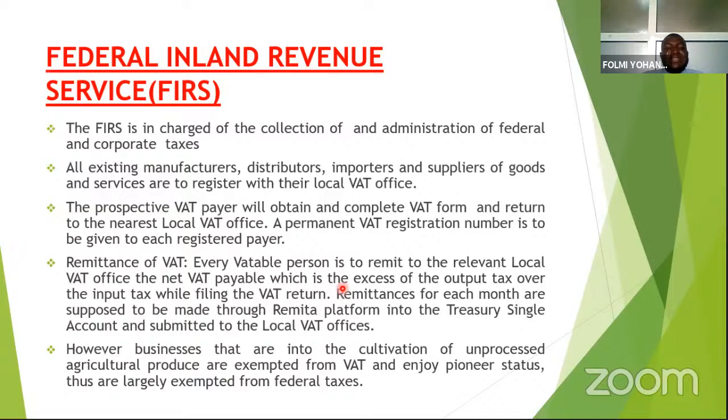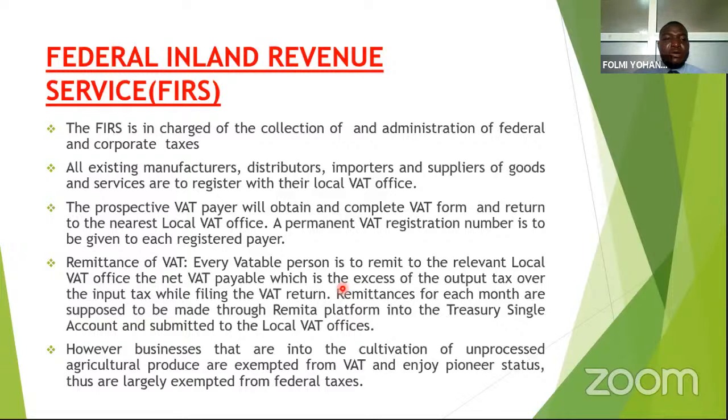The Federal Inland Revenue Service is in charge of the collection and administration of federal and corporate taxes. So all federal and corporate taxes are the responsibility of the Federal Inland Revenue. And what are these federal and corporate taxes we're talking about? We're talking about VAT. We're talking about company income tax. We're talking about the personal income tax. So all these are taxes that are administered by the Federal Inland Revenue.